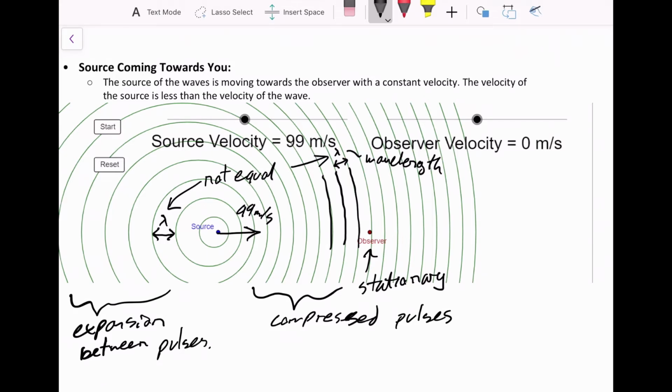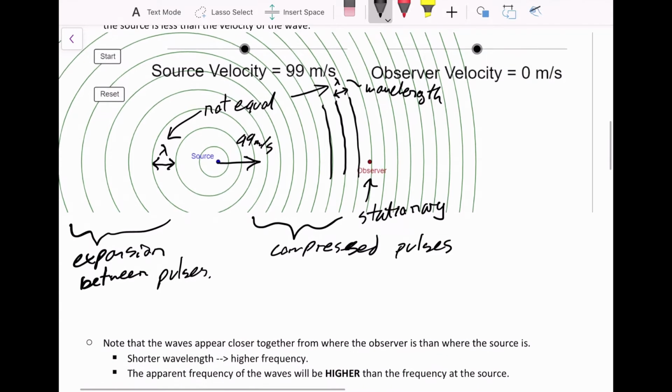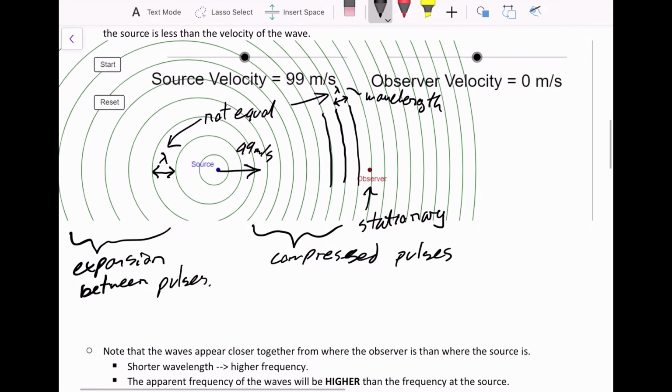And so the outcome of this is that if we have a shorter wavelength, well, because the velocity of the sound in this case is going to be constant, remember, velocity is equal to frequency times wavelength. So if the wavelength goes up, this means that the frequency has to go down.